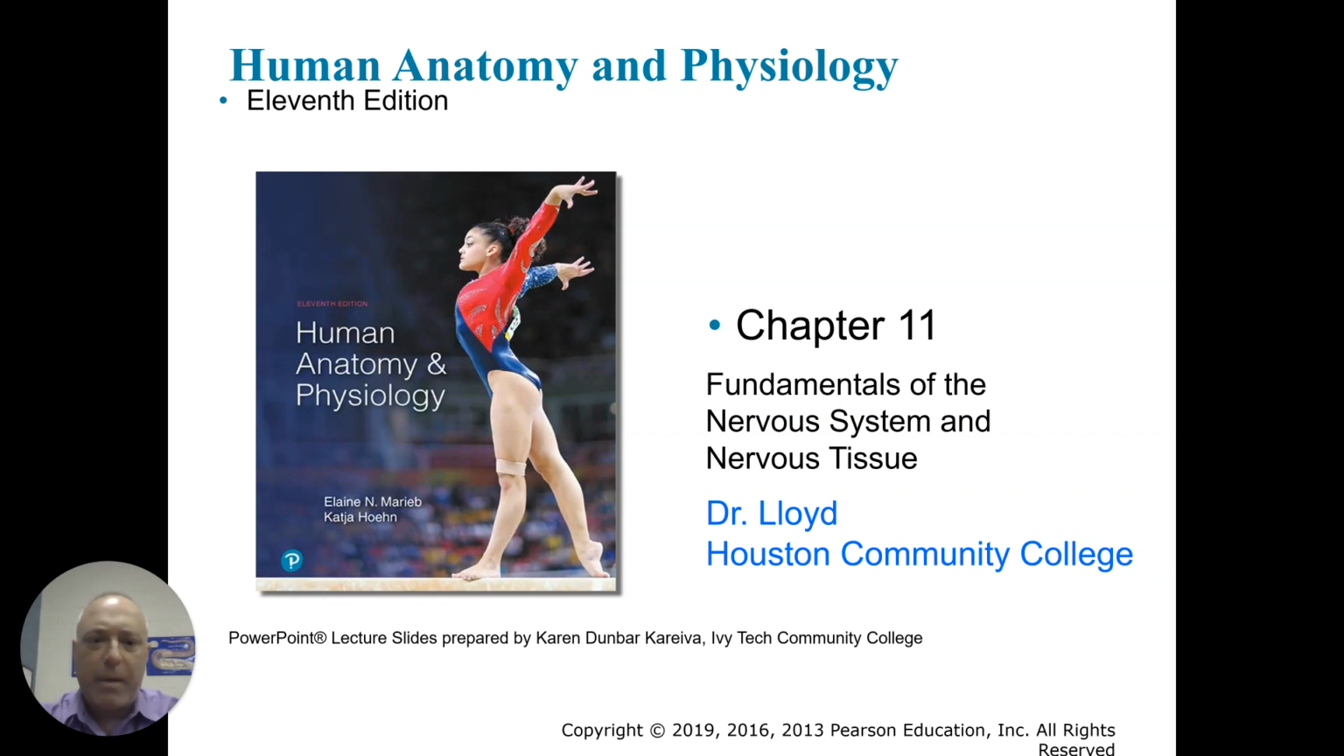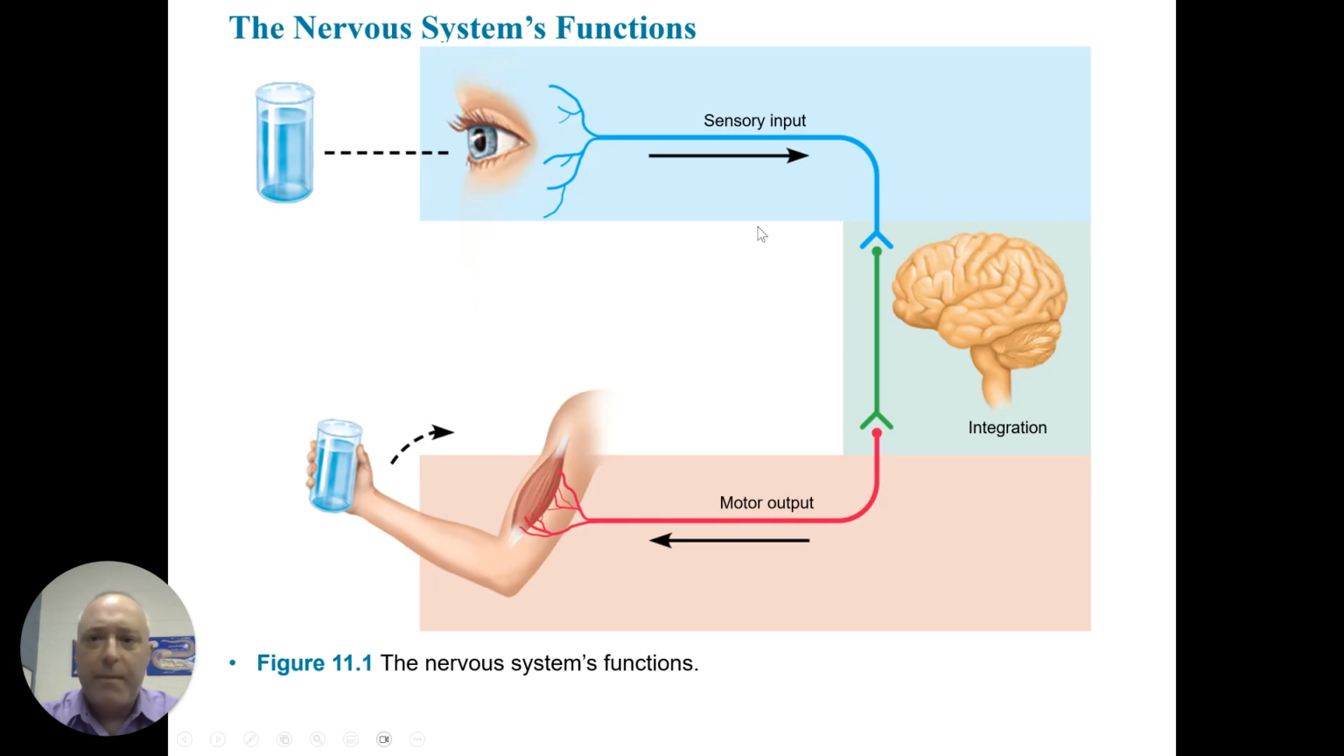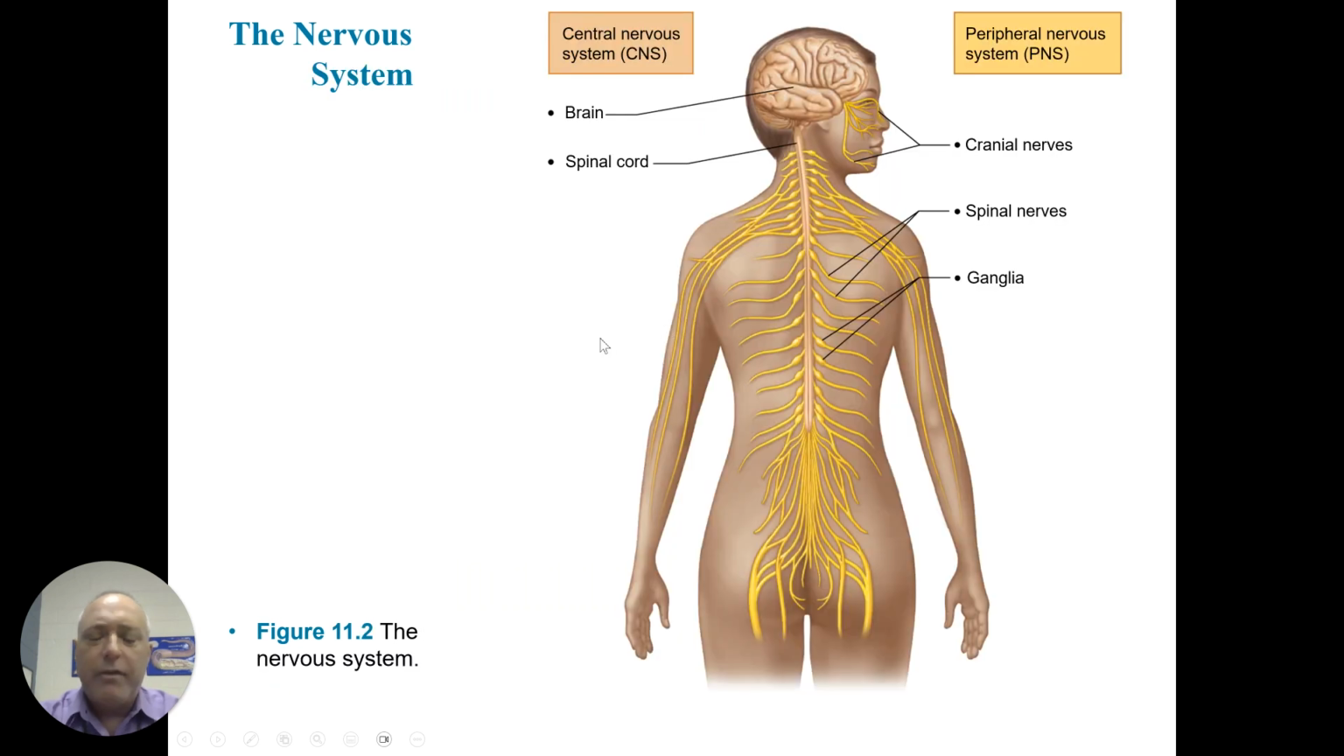Okay, hello. This is Chapter 11, Fundamentals of the Nervous System and Nervous Tissue. So the nervous system's function is to gather sensory input, to process that in the brain, and then send an output to the muscles for an action. The central nervous system is made up of the brain and the spinal cord, while the peripheral nervous system is made up of cranial nerves, spinal nerves, and ganglia.